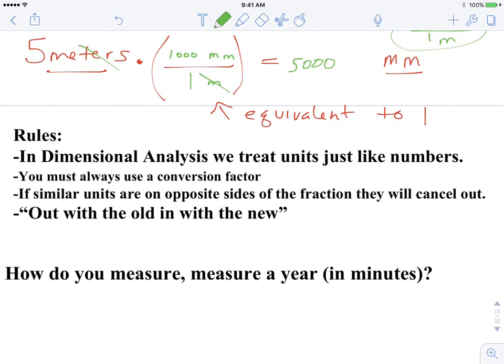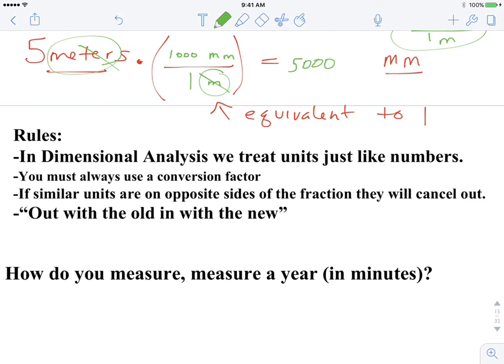If you want to put this into words, though, in dimensional analysis, you're going to treat the units just like their numbers. So if I put a unit on the bottom here, meters, and I have a unit on top, meters, they act like numbers. They can cross each other out.